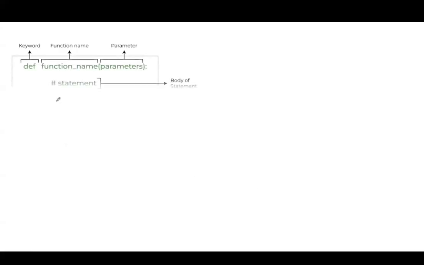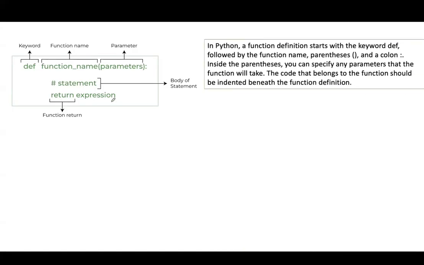So the syntax is you have the def keyword, you have the name of the function, and you pass in a parameter or argument. Then you have the body of the statement, and it returns that expression. In Python, a function definition starts with the keyword def, followed by the function name, parentheses, and a colon. Inside parentheses, we can specify any parameters or arguments.